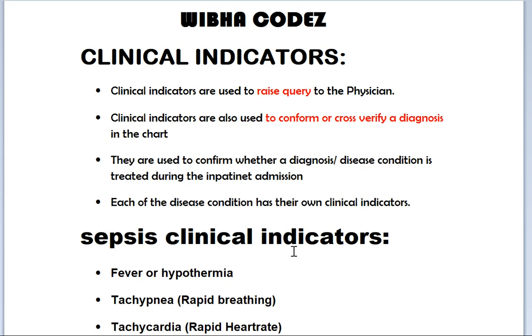So today we are going to see what is a clinical indicator, and in upcoming sessions we will be seeing what are all the clinical indicators for each of the conditions. Okay, what is first of all a clinical indicator, by the way? Clinical indicators are certain signs, symptoms, or even some conditions which serve as an indicator for some conditions.